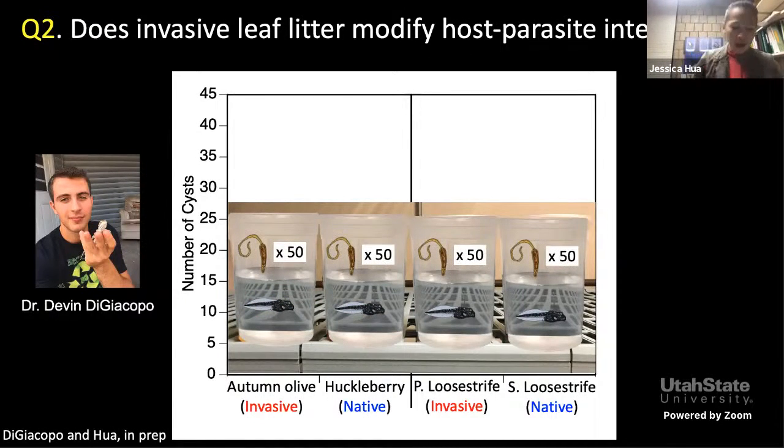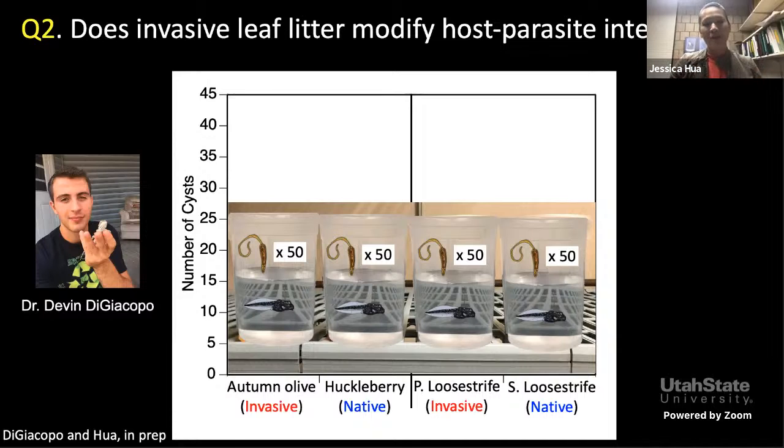And so he decided to move these tadpoles to clean water because it was his goal to isolate the effects of the leachates on the host. And we actually did the reverse, where we isolated the effects of leachates on the parasite, but I didn't have time to include that today. But if anybody is interested, I'd be more than happy to talk about that side of the experiment.